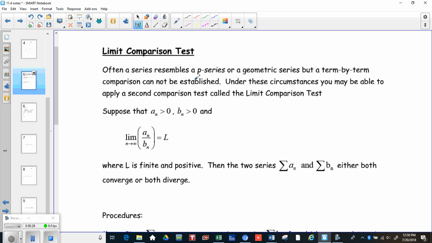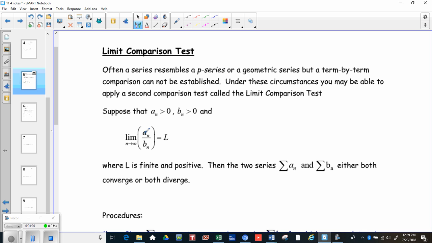So, the idea is this. Again, we're going to be given some kind of a series, and we want to compare it to something. If we know that the other series that we're comparing it to is either convergent or divergent, then if we take the limit comparison test and we know that the one we're comparing it to is convergent, they're both going to be convergent if we get a limit. And if we get a limit and the first one is divergent, then they're both going to be divergent. So let me explain how and why that works.